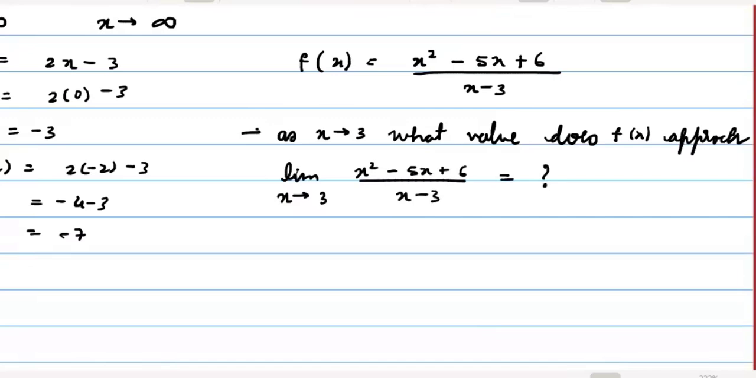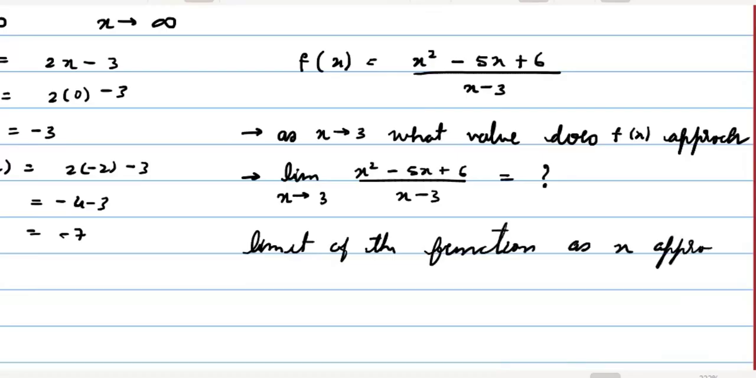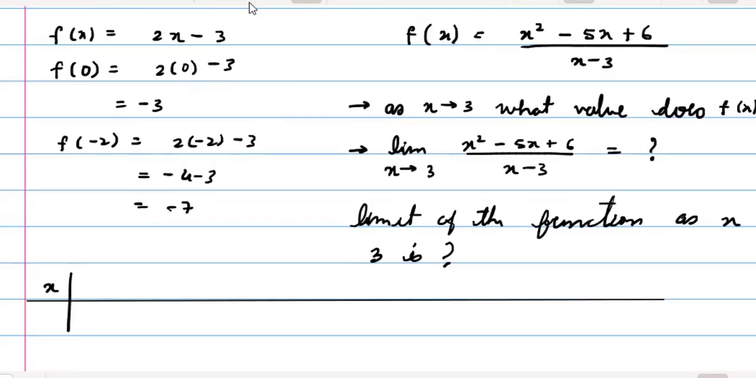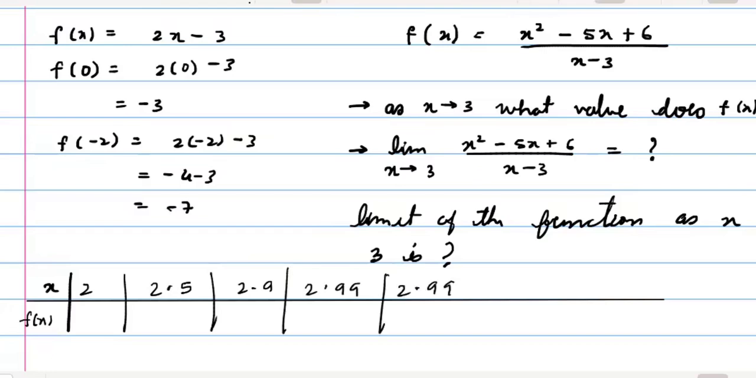Okay, so whatever I've written in words, the same thing is written over here, and it is read as limit of the function as x approaches 3 is a question mark. It is asking us to find the value for that. So in this, we are going to take different values of x approaching 3, it can be like 2, 2.5, 2.9, 2.99, 2.999. Okay, so these are the values that x takes.